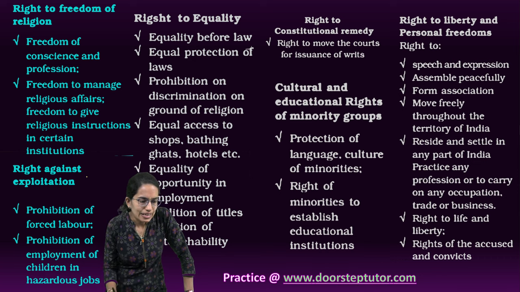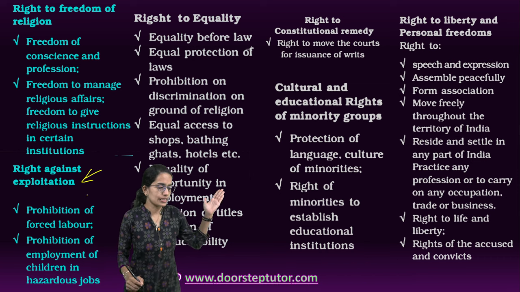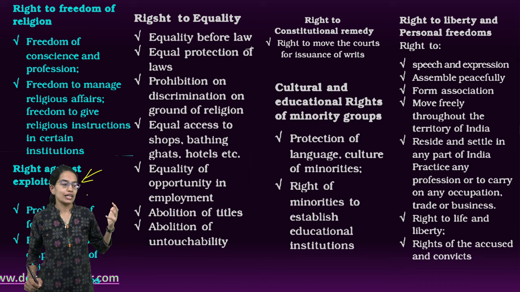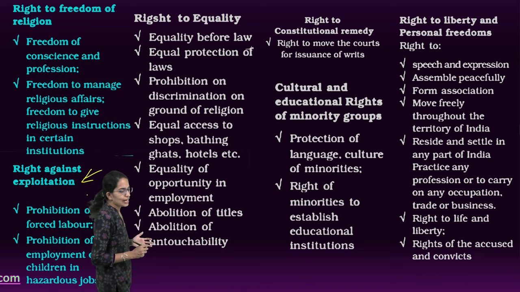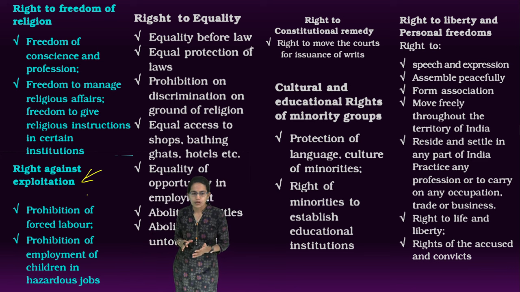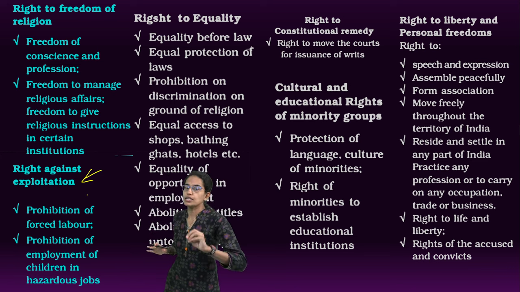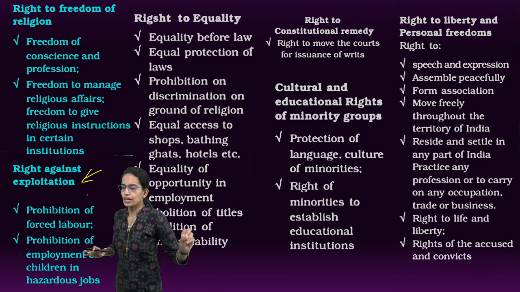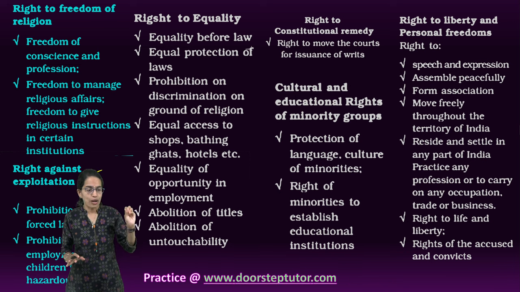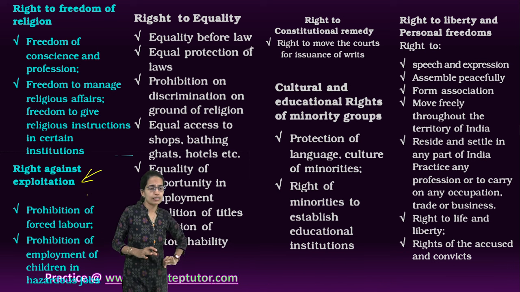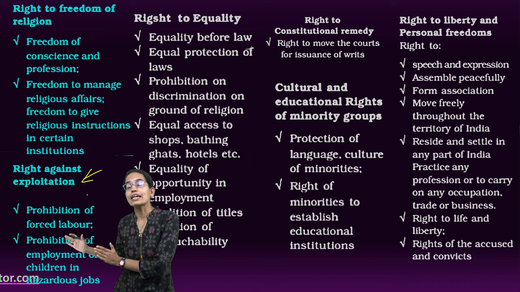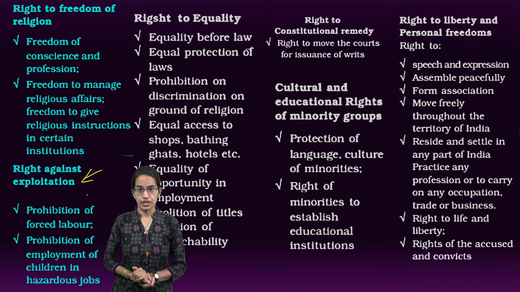The next is the right against exploitation. In the very beginning itself, we talked about a case where we focused on the right against exploitation. The idea is that any kind of forced labor and beggar practice should be prohibited, and children below 14 years cannot be employed in dangerous jobs, for example factories, mining, any kind of hazardous activity. That's the right against exploitation.